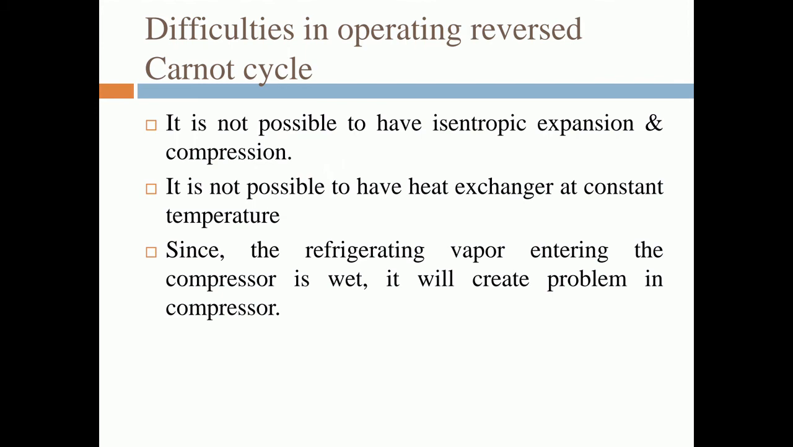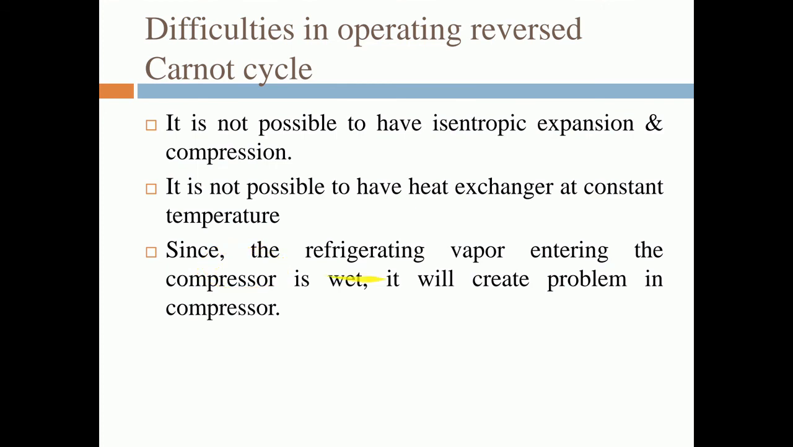Another is that in the reverse Carnot cycle we have two devices. One is an evaporator and another is a condenser. Both are heat exchangers, but they are operated at a constant temperature. So this kind of device is not possible that it operates at a constant temperature. એવું કોઈ device possible નથી કે constant temperature જ operate કરતું હોય. So that is another difficulty in operating the reverse Carnot cycle.